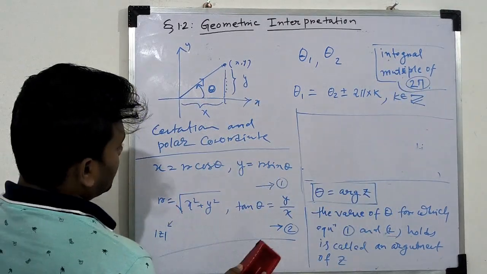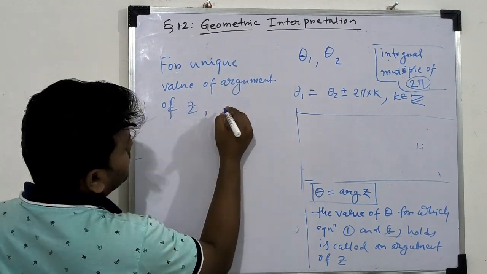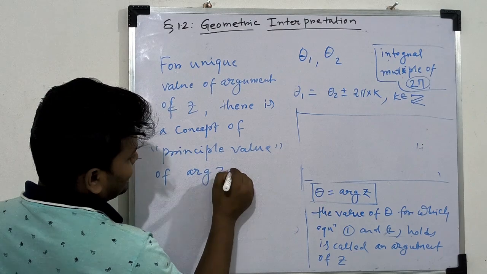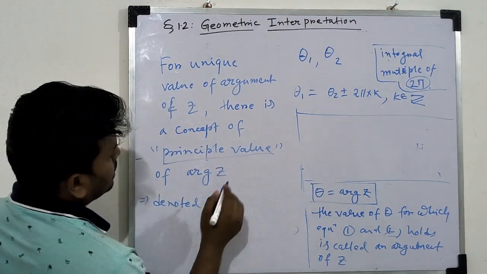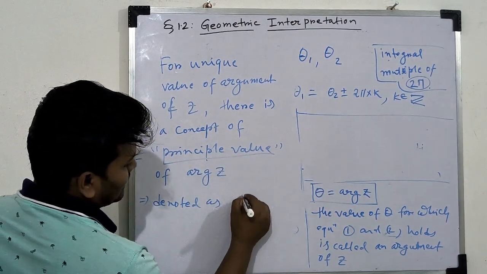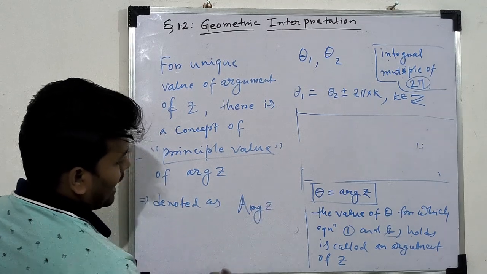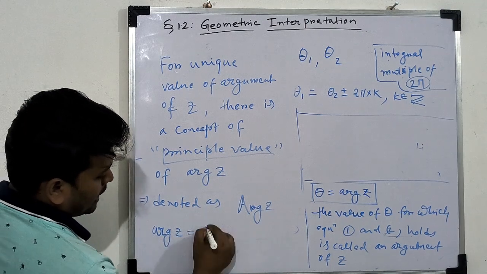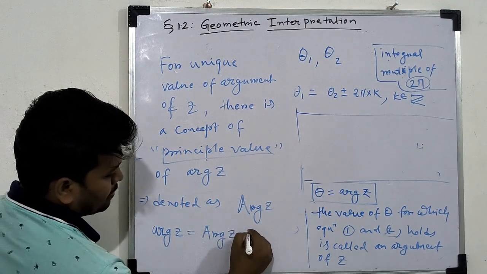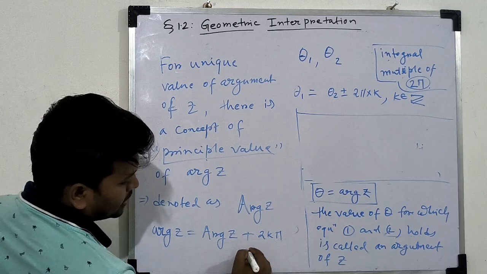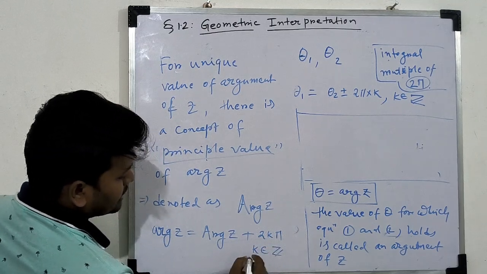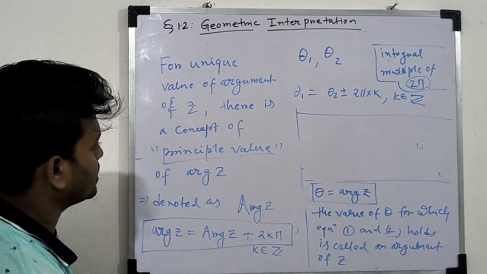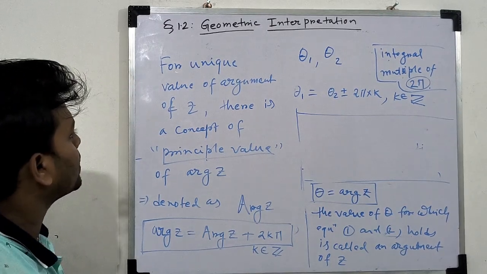That's why we say that two different arguments of z can differ by an integral multiple of 2 pi. For a unique value of the argument of z, there is a concept called the principal value of the argument of z, denoted by capital Arg z, and the relation is arg z equal to capital Arg z plus 2k pi, where k belongs to the integers. So we will find the argument for some complex numbers.